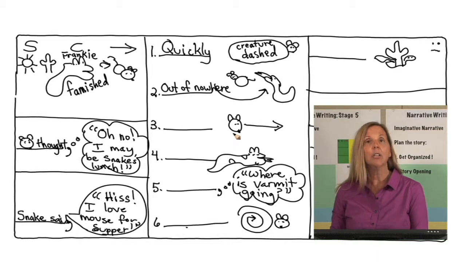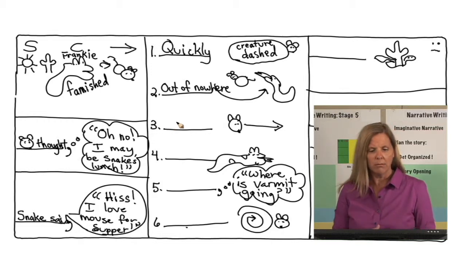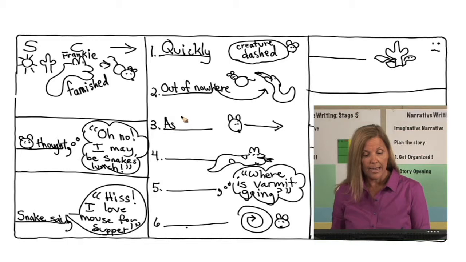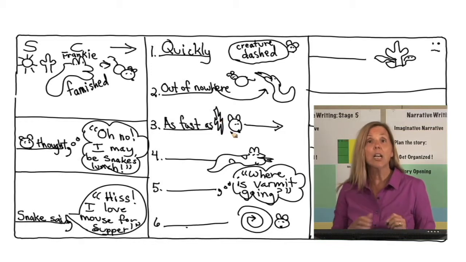What happened next? Go to the third one. Who's doing the action? Mouse. What did mouse do? He raced away. He ran away. Now let's go to a transition. How did he run away? Well, we had quickly up there. Let's do, how quickly did he run? As fast as lightning. Let's put that. As fast as, and then we'll put some lightning here. As fast as lightning, mouse ran away from snake.